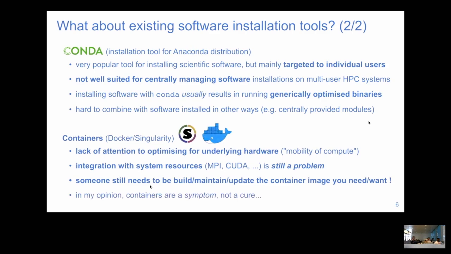And then also recently, there's the container hype that has also reached the HPC community, so Docker and Singularity and Shifter, things like this. In my experience there's a lack of attention for optimizing for the hardware you're going to run the software on. They really focus on mobility of compute, so being able to build a container once and then move it along to wherever you're going to run the software, which kind of implies you're going to be using generically optimized or generically compiled software binaries, which goes against the performance part of the HPC.